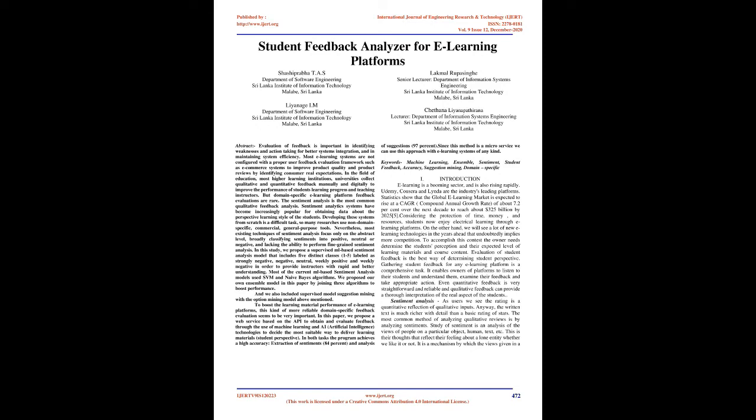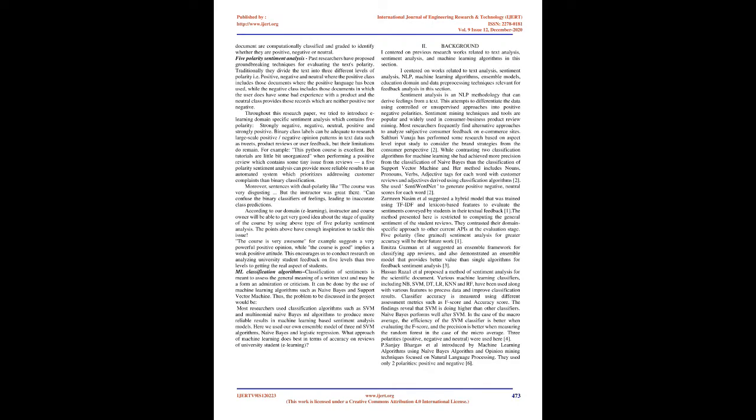Polarity sentiment analysis. Past researchers have proposed groundbreaking techniques for evaluating the text's polarity. Traditionally they divide the text into 3 different levels of polarity, i.e. positive, negative, and neutral, where the positive class includes those documents where positive language has been used, while the negative class includes those documents in which the user has had some bad experience with the product, and the neutral class provides those records which are neither positive nor negative.